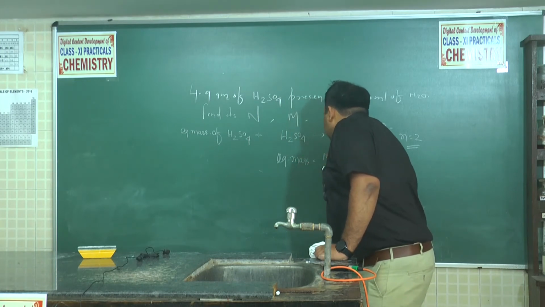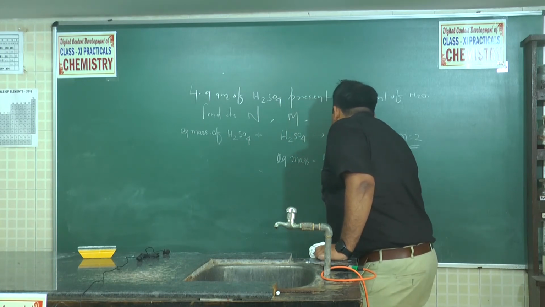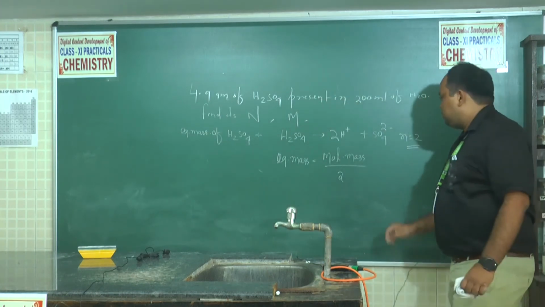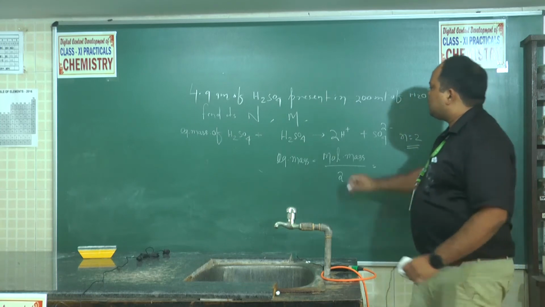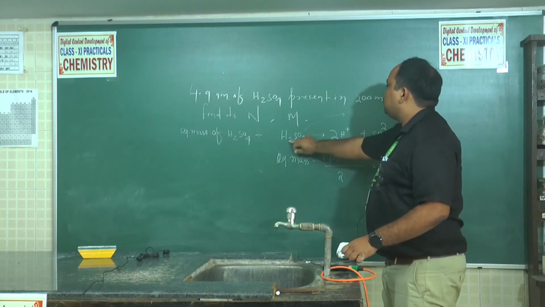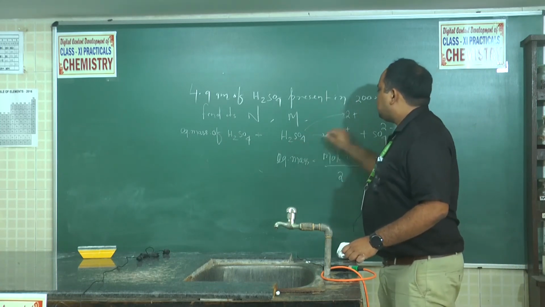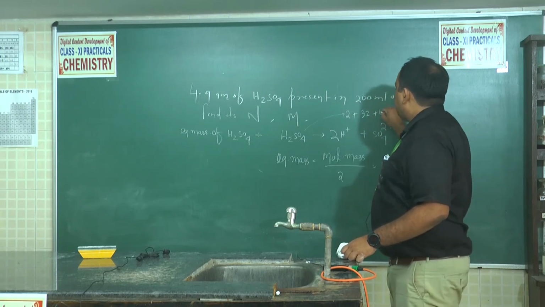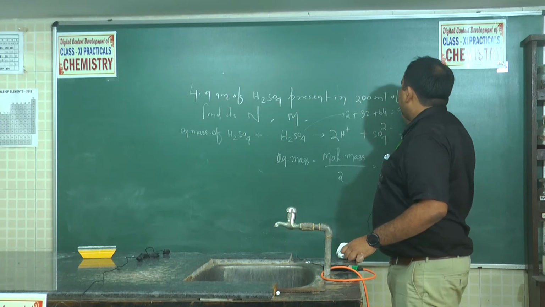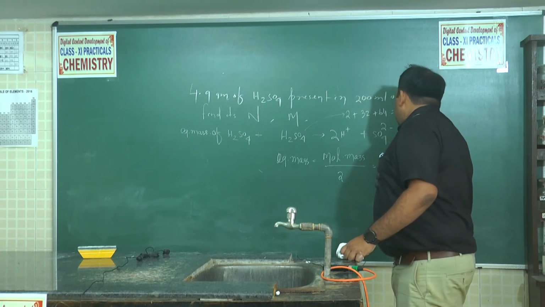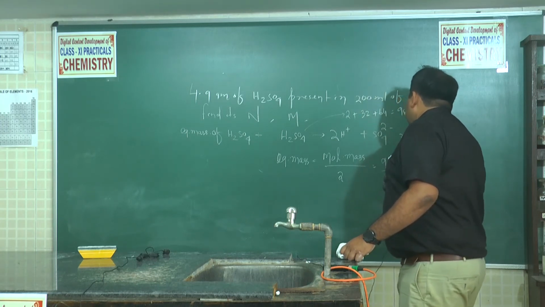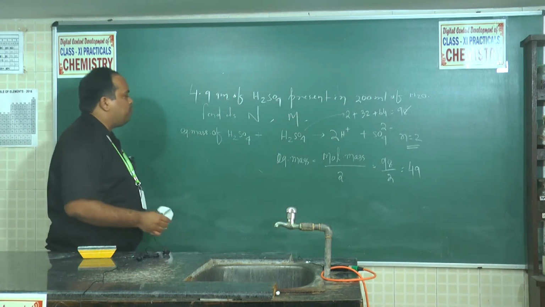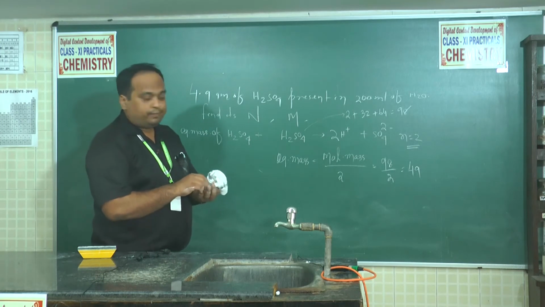So what is its equivalent mass? The formula is molar mass by number of electrons transferred, which is 2. If we add up H2SO4: 2 hydrogen is 2, 1 sulfur is 32, 4 oxygen is 64, that is 98. So 98 by 2, how much are you getting? 49. That is the equivalent mass of H2SO4.